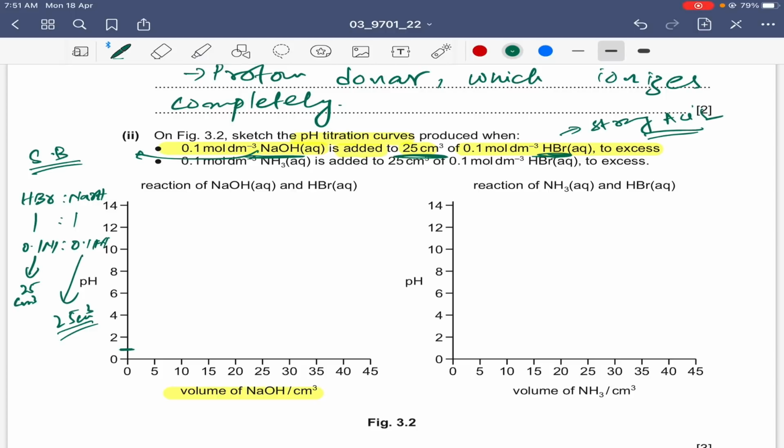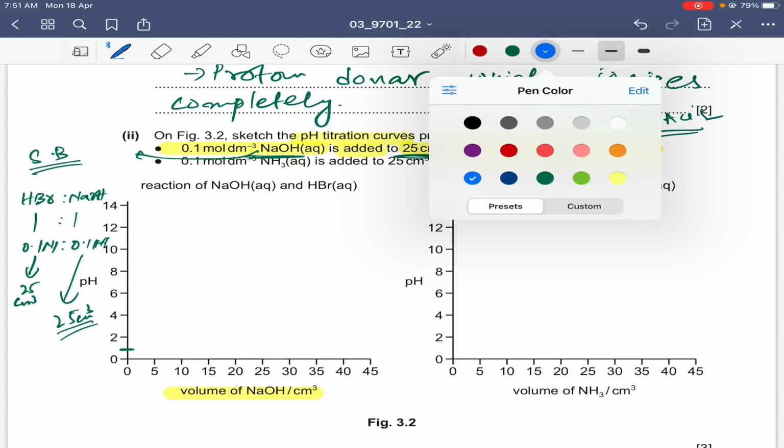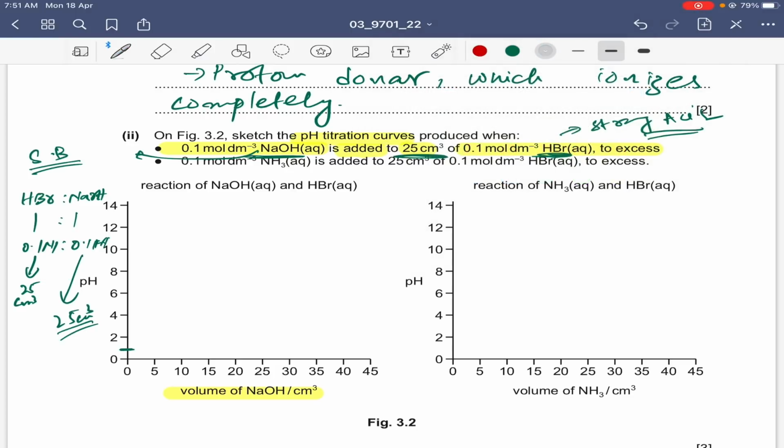So let's suppose it starts from 1, right? And let's draw a straight line. Let's suppose the equivalence point will be at 25, right? So this would be at 25, and as it is a strong acid, strong base titration, the equivalence point would be at 7. So just to draw a clean graph, I have drawn these straight lines.